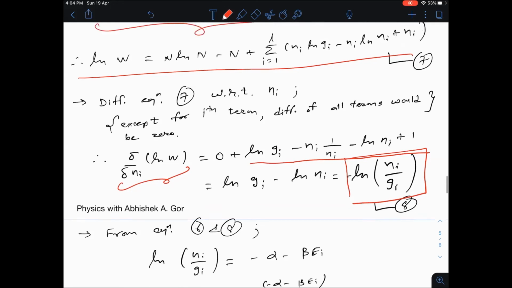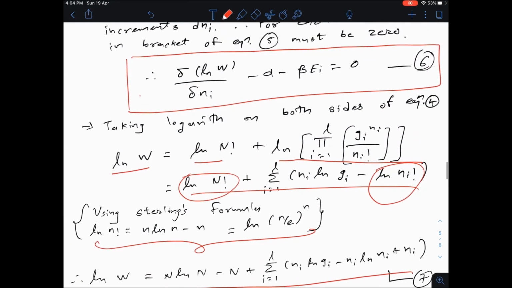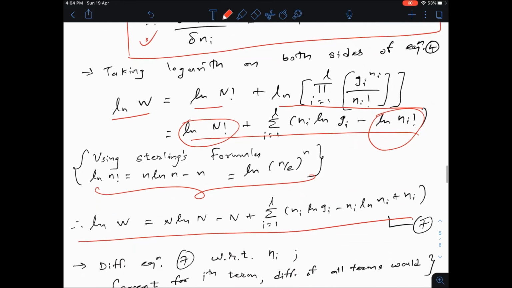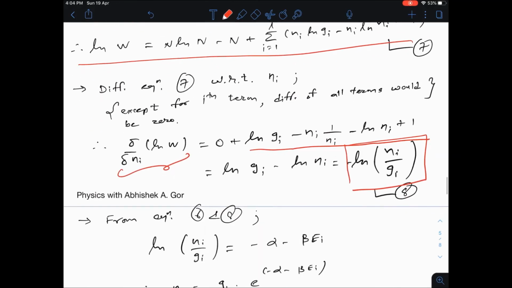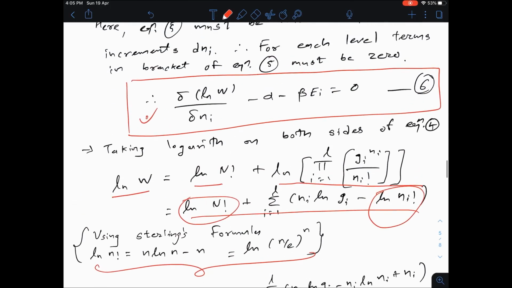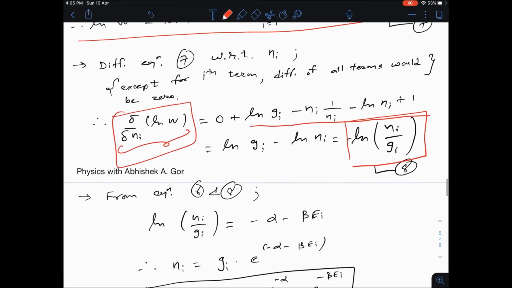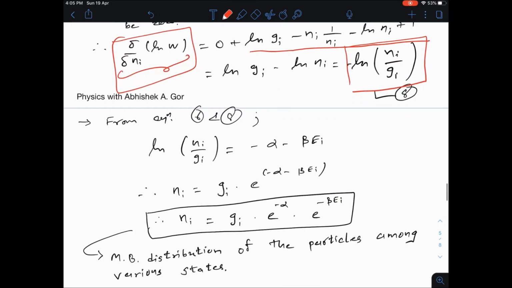So from equation number 6 that we derived, the one I told you to remember, and our equation number 8, if you compare, we get ln (n_i/g_i), because this is also ∂ ln W/∂n_i, and this is also ∂ ln W/∂n_i. From these two equations we get ln (n_i upon g_i) is equal to minus alpha minus beta e_i.